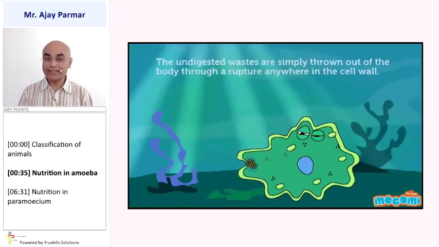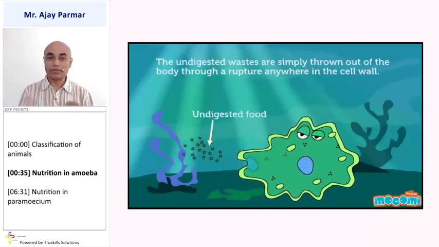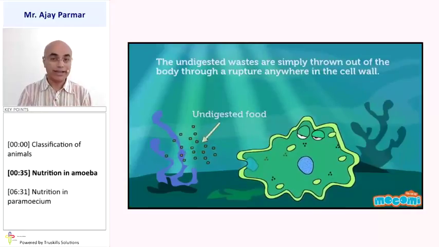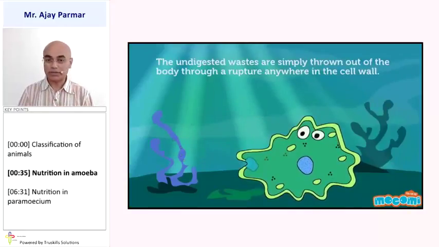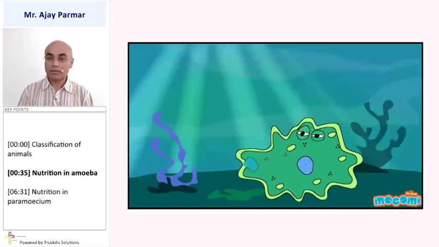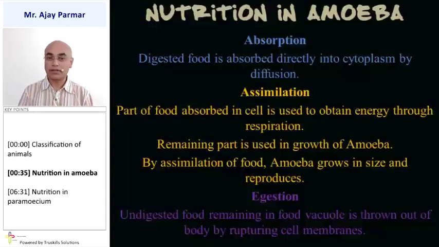Now the undigested mass, what happens to them? See, thrown out of the body, that is egestion takes place. So now amoeba has finished its lunch and the dinner. That is how the process of nutrition takes place in amoeba.